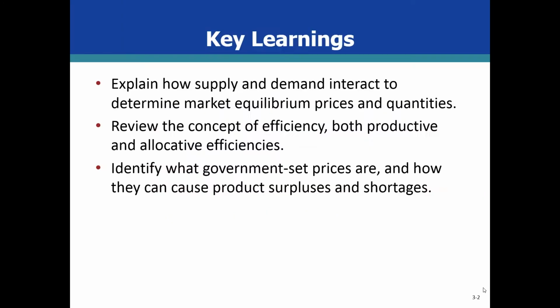In this lecture, we're going to explain how supply and demand interact to determine market equilibrium prices and quantities. We'll also review the concept of efficiency, both productive and allocative efficiencies. This happens at the market equilibrium point. Finally, we're going to identify what government set prices are and how they can cause product surpluses and shortages.